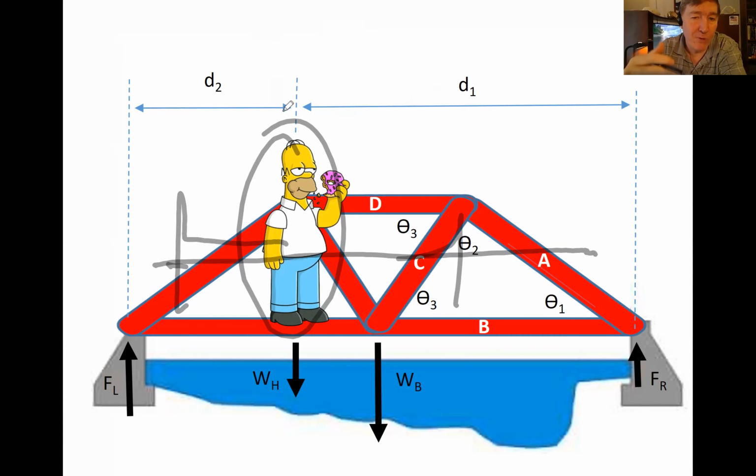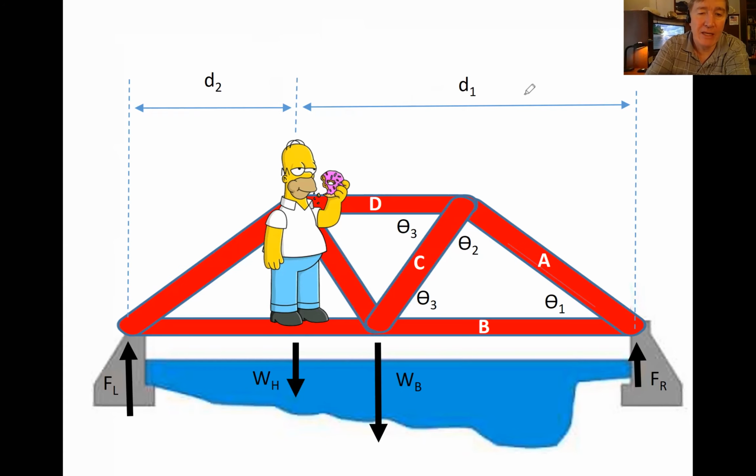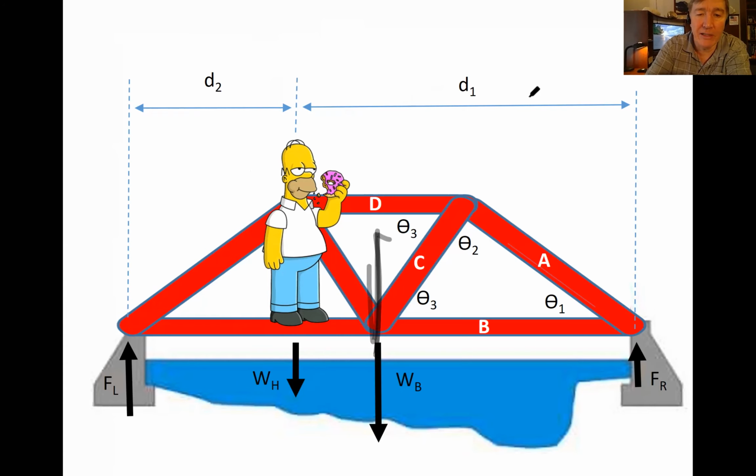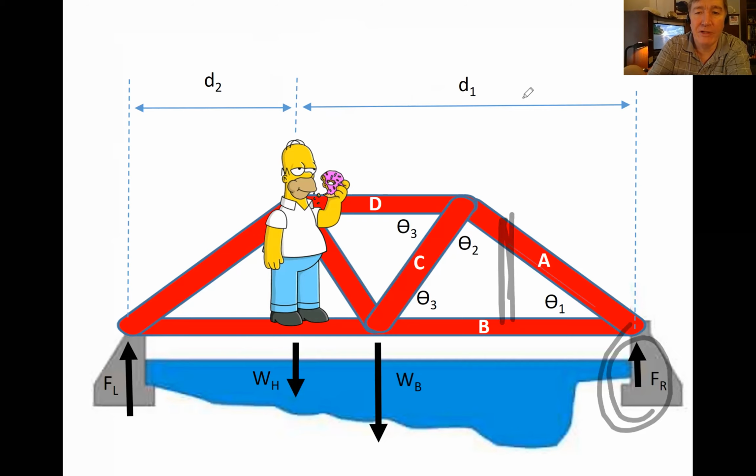And so the forces on the bridge are going to change as he walks across. As long as he is closer to the left side than he is on the right side, you can see that the support force that's holding the bridge up on the left side is greater than the right side. Now, when he gets to the middle part, then the left and right support forces will be the same. And then as he keeps walking and gets over here, then the right force will be greater.